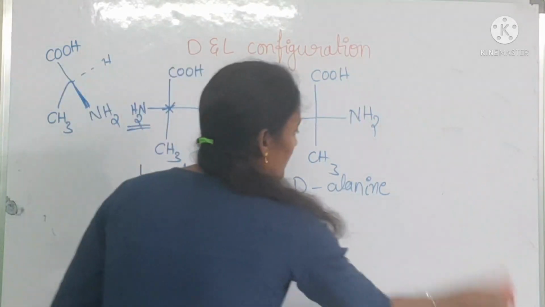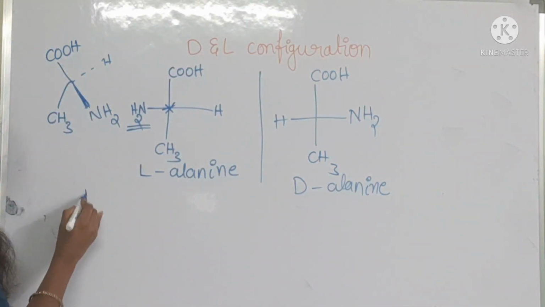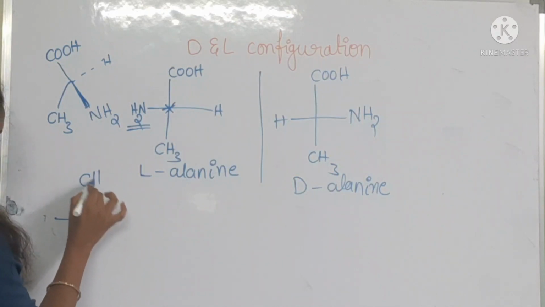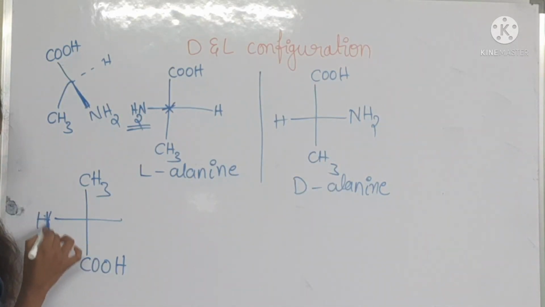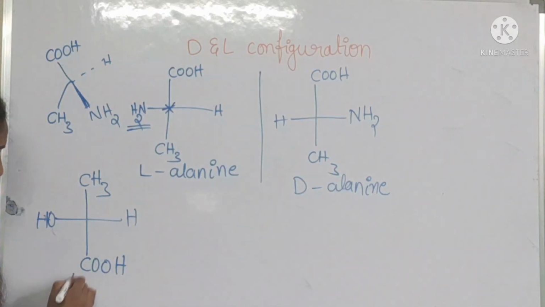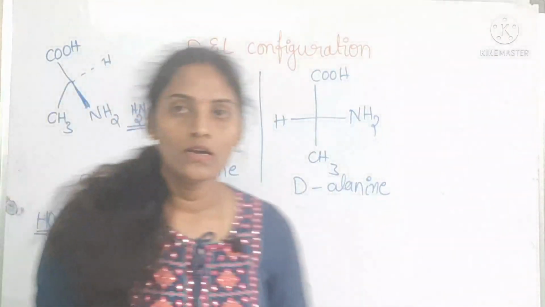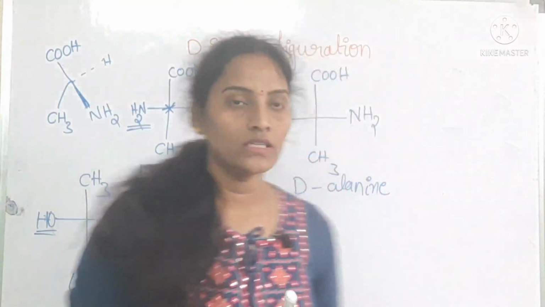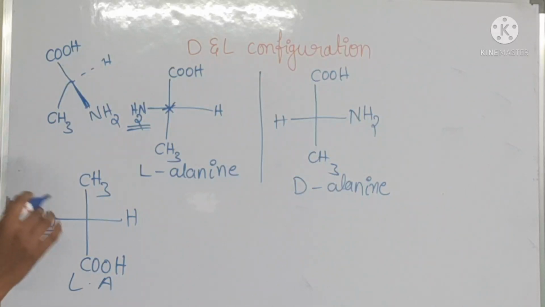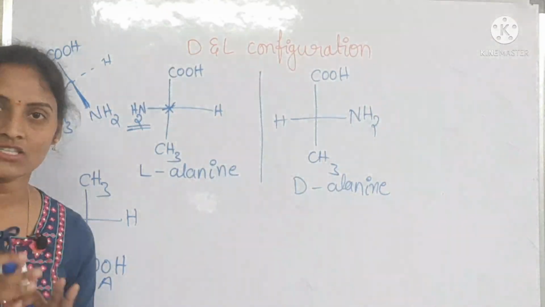You can take some more examples here. See which molecule this is. This is lactic acid, students. How can you assign D and L configuration? Seeing this, you might directly conclude it is L-lactic acid, but this is not L-lactic acid.